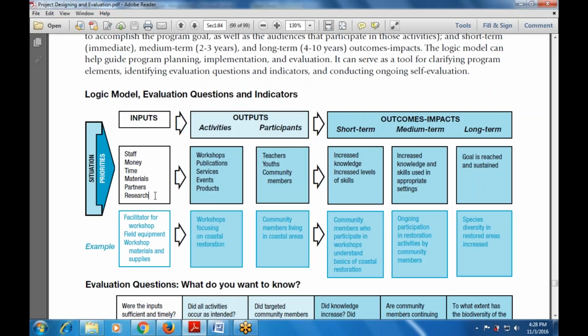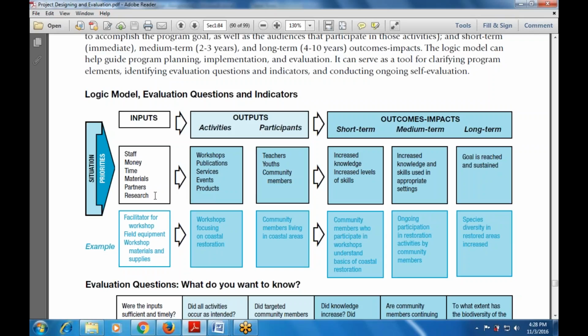Then outputs. Output includes activities and the participants. That includes workshops, publications, services, events, products. Then participants are the teachers, youth, community members. That may be a community member, that may be a youth, that may be a teacher.